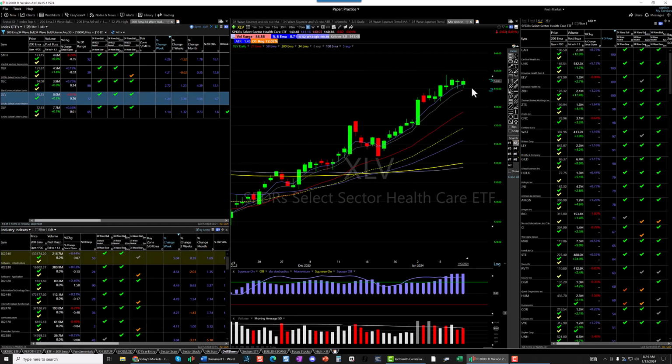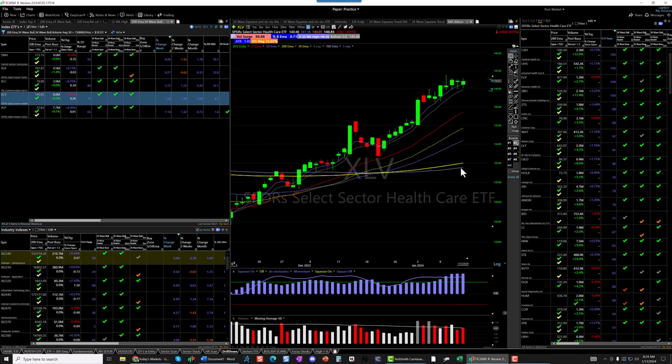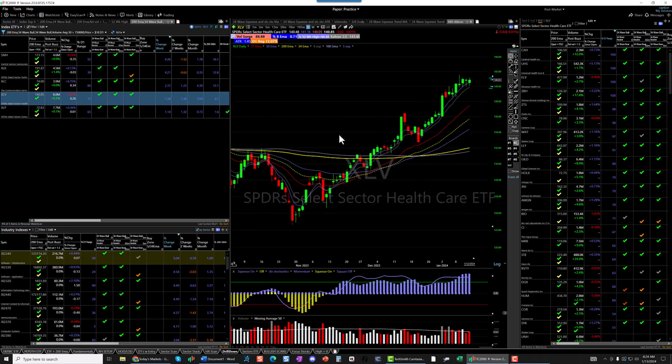XLV really looks nice also. This is very similar. You do have the 200 here, and the 100's not stacked, but it's not far from it. I would imagine if we had another 3 or 4 days of bullish price action in XLV, you're going to see the 100 SMA cross above the 200, but this wouldn't be a deal killer. This is a very nice daily setup right here.